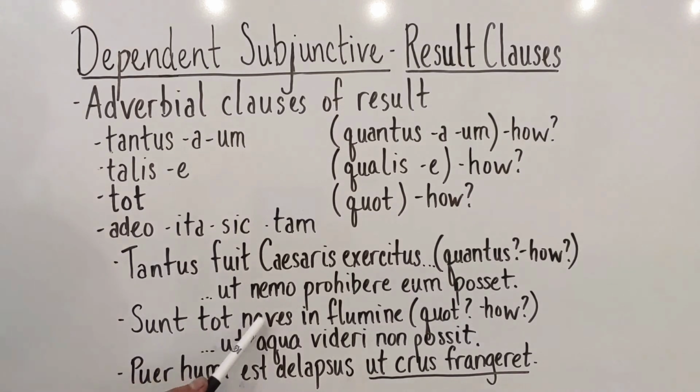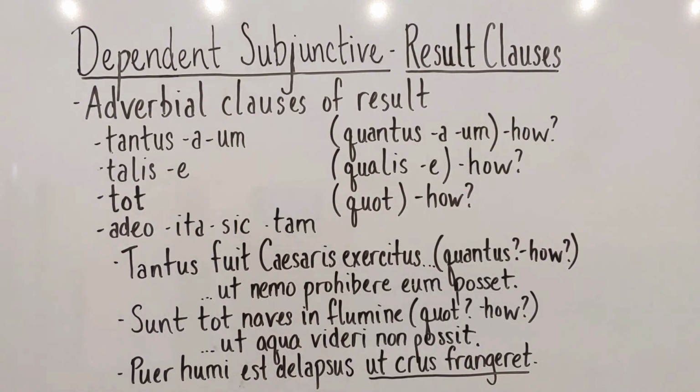So, sunt tot naves in flumine. There are currently, right now, present tense, tot naves, so many ships in the river. And that is screaming to be asked, quot naves, how many ships are in the river? Ut aqua videri non posset, with the result that the water is not able, non posset, ut non, is not able, videri, to be seen. That's a lot of ships.